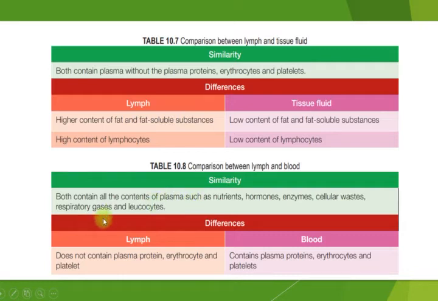Then we go to the differences between lymph and blood. Lymph does not contain any plasma protein, erythrocytes, and platelets, the same as tissue fluid. While the blood contains plasma protein, erythrocytes, and also platelets. So these are the comparisons between the lymph and the blood.